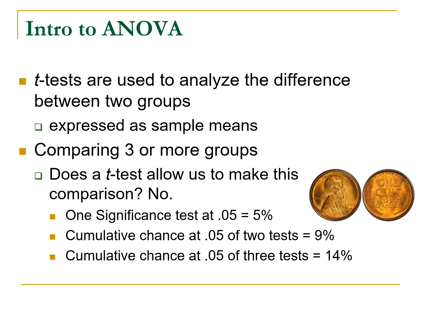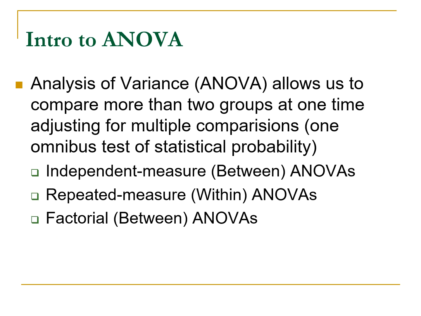So we need a test that can be looking at group 1, 2, and 3 in a single analysis so that our significance value is also meaningful. So that's where the analysis of variance comes in. It allows us to compare more than two groups at a time, and it adjusts for these multiple comparisons. It's an omnibus test for statistical probability, and that is going to be a concept we're going to run into within this class. So all the ANOVAs we're going to discuss are omnibus tests.